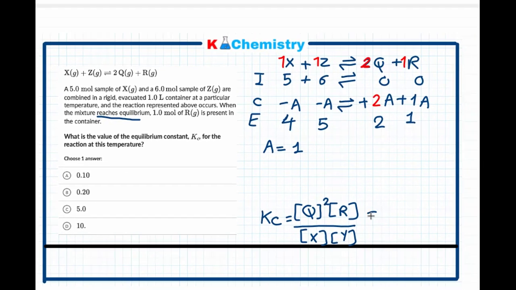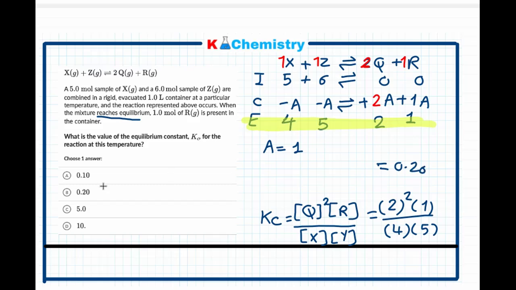I can say that Q, which is equal to the concentrations at equilibrium again. I will never use anything in the Qc or the Qp other than the equilibrium concentrations. So Q is 2 to the power of 2 and R is 1 to the power of 1, divided by X, which is 4, and Y is equal to 5. I can write it here in the same way so we don't change, but both are correct. And then I will get my answer equal to 0.20 just by the calculator. This is the correct answer.